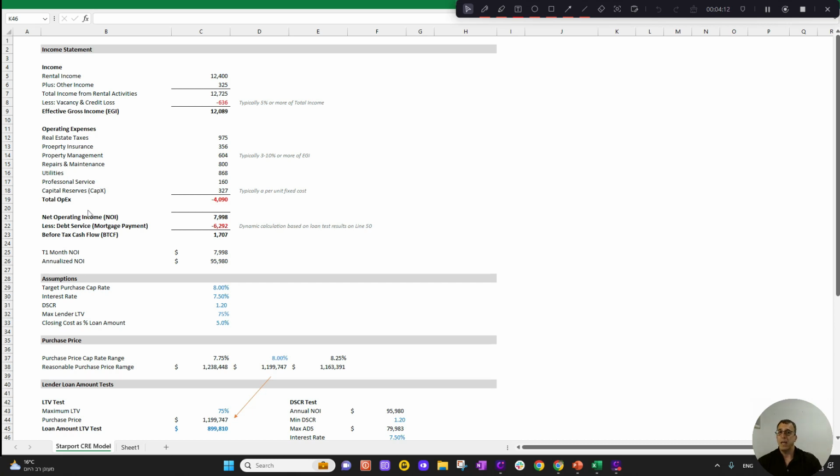You can capture that rent. It could be a rent roll. It could be individual units that you're just multiplying out. But whatever it is, don't let rental income get confusing. So we have rental income, plus you have other income.